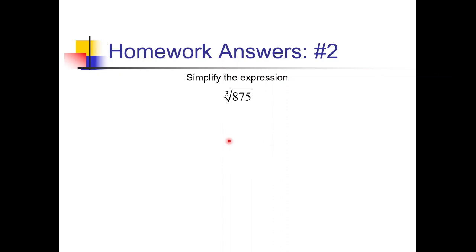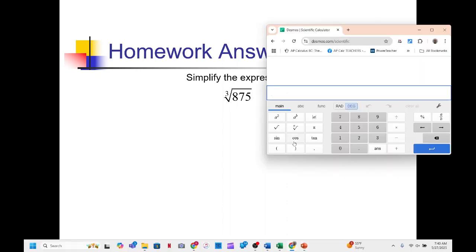For this problem, we're trying to simplify the cube root of 875. First, we need to figure out if 875 is a perfect cube on its own. We can go to Desmos for that. Cube root of 875 gives me a decimal, so by itself it's not a perfect cube. Now the next question is, does it have any perfect cube factors that it is divisible by? Perfect cubes would be like 8, 3 cubed would be 27, things like that.